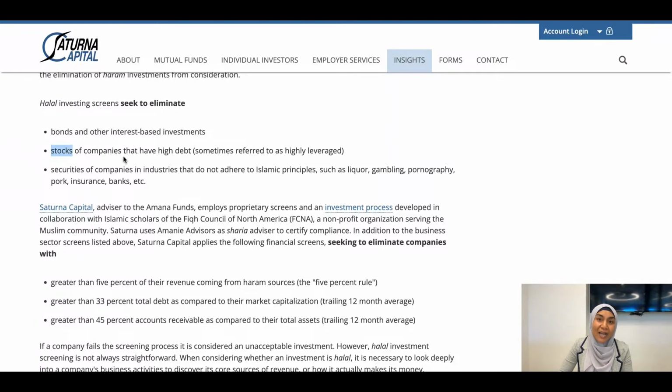stocks of companies with high debt. This is something that I actually didn't know, but I learned it when I started to look more into halal investing. So why? Because it's risky. Let's just explain what this means. Apple is an example of a company that has a lot of cash. If they shut down tomorrow, they would have so much money left over. They don't have any debt.